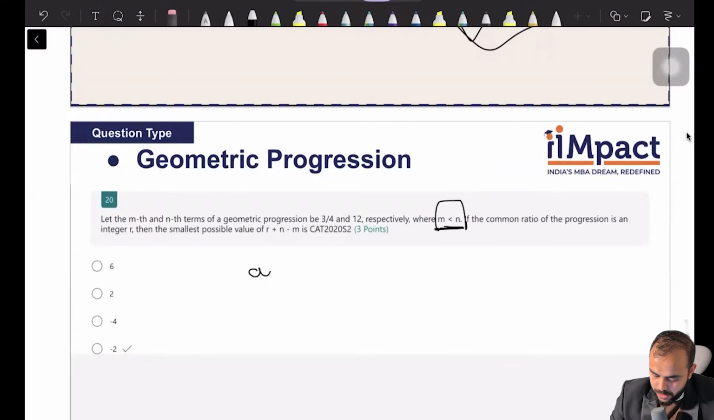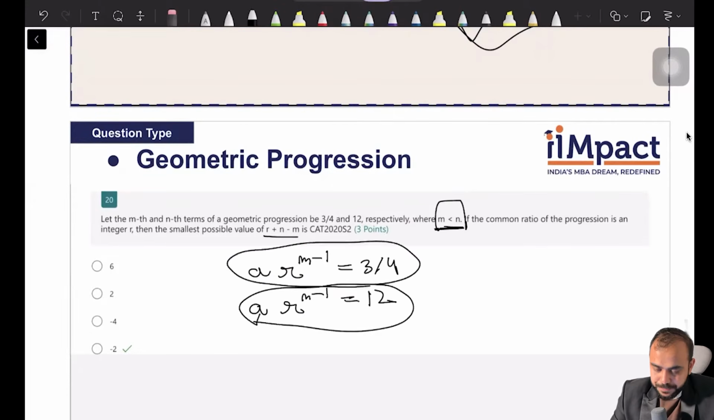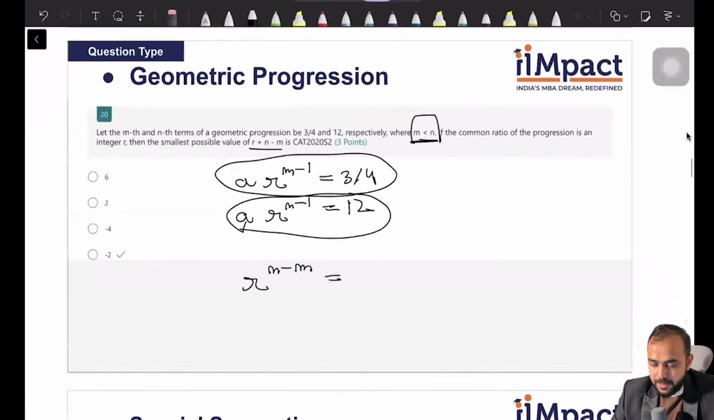a into r to the power m minus 1 is equal to 3 by 4, and a into r to the power n minus 1 is equal to 12. Now what they have asked me for is r plus n minus m. I need to get n minus m constructed in this, and the best way to do that is what? Divide this with this. There's no point in taking logs here. You don't even know of what you will take the log. So if you divide this, you will get r to the power n minus m is equal to 12 divided by 3 by 4, or 4 square, that is 16. r to the power n minus m turns out to be 16.